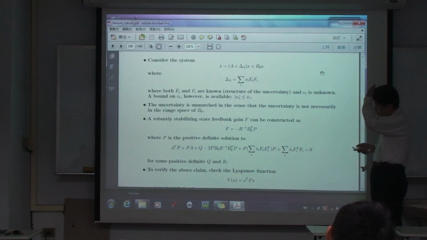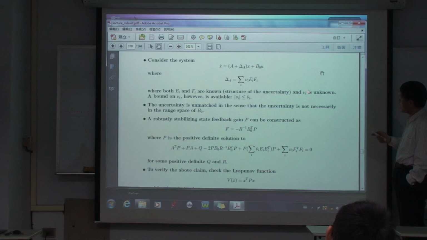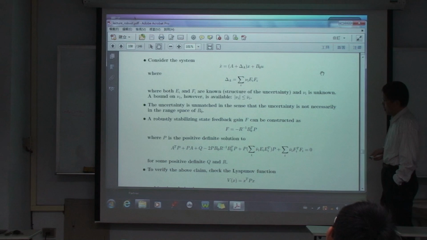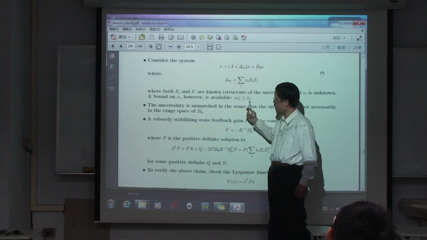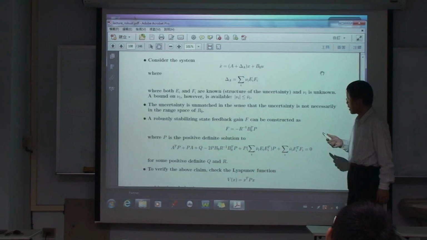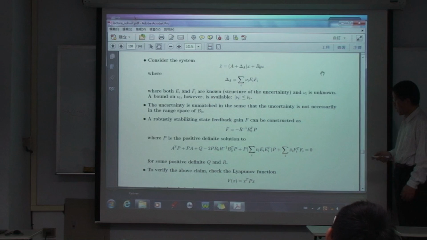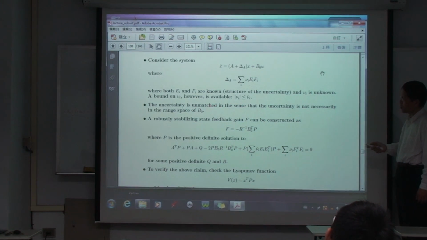Okay, so this is something, for example, in your homework, you probably also see a similar arrangement. And here I'm assuming that mu I is unknown, but EI and FI are known, because that's related to the position of uncertainty in A. Although mu I is unknown, I assume that it's bounded by a certain scalar, mu I bar. So this kind of uncertainty is called unmatched, because this delta A is not necessarily in the range space of B0. Okay, so that's why we call it unmatched.